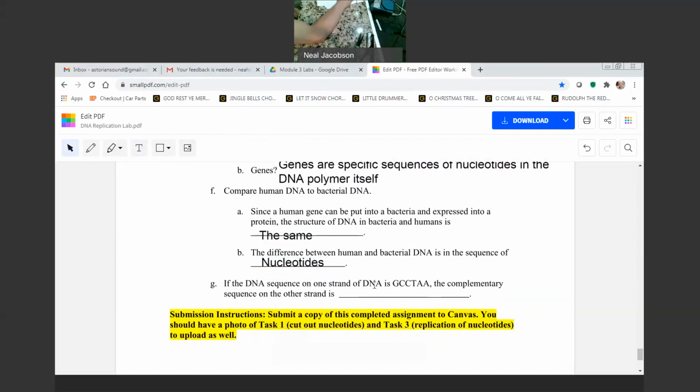If the DNA sequence on one strand of DNA is GCCTAA, the complementary strand would be just what's bound to it. So G's bind to C's, C's bind to G's, so I got two of those, T's bind to A's, and A's bind to T's. Make a little song out of that if you wanted. And then boom, there you have it, you guys.